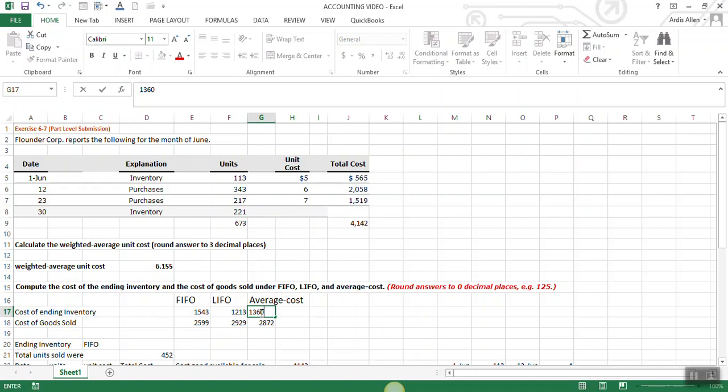So there you have it: the weighted average unit cost, the cost of ending inventory, and cost of goods sold at FIFO, LIFO, and average cost.